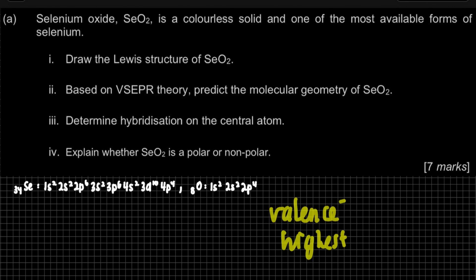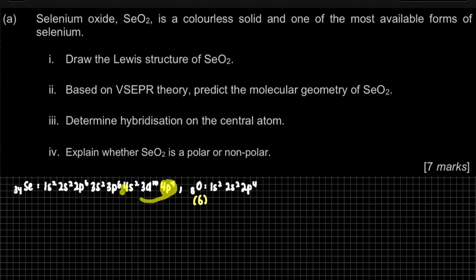For the case of oxygen, our highest n is 2, because of 2s2, 2p4. So for oxygen, the valence electron is 6. Whereas for selenium, the highest n is 4, 4p4. So if you refer back, we have our 4s2 as well. So to determine the valence, you have to add in the s and the p orbital.